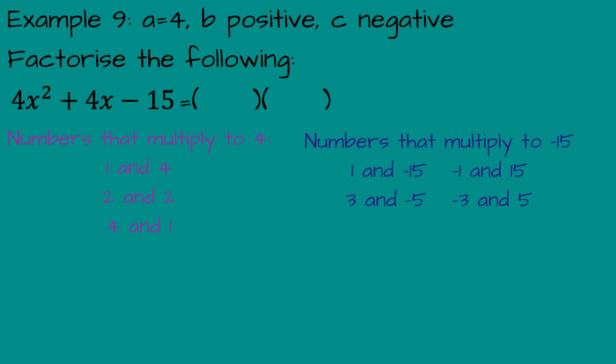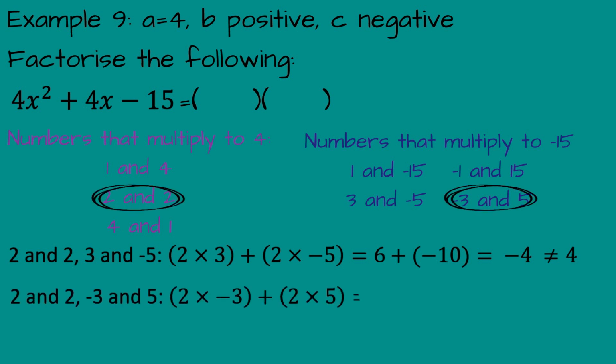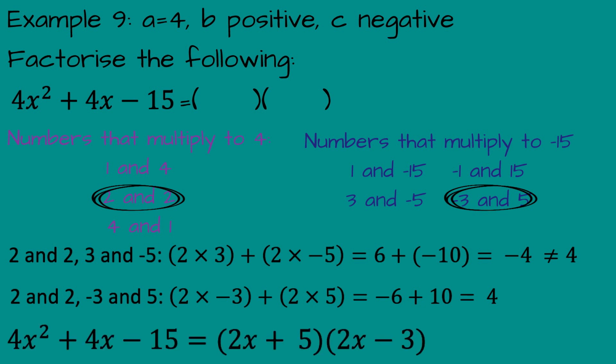You can also see that 2 and 2 won't give an answer of 4, with either 1 and minus 15 or minus 1 and 15. Let's multiply 2 and 2 and 3 and minus 5. 2 times 3 is 6, 2 times minus 5 is minus 10. If we add these together, we get minus 4. However, if we change the sign by using 2 and 2 and minus 3 and 5, we get minus 6 plus 10, which is 4, the answer we are looking for. So, the equation factorizes to 2x plus 5 times 2x minus 3.